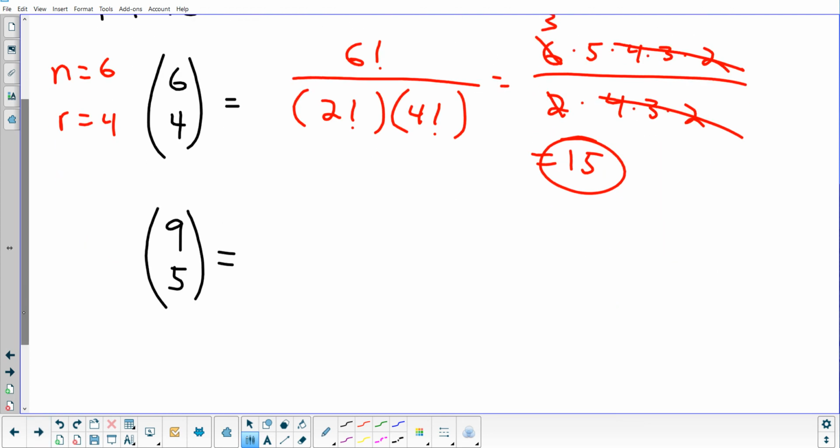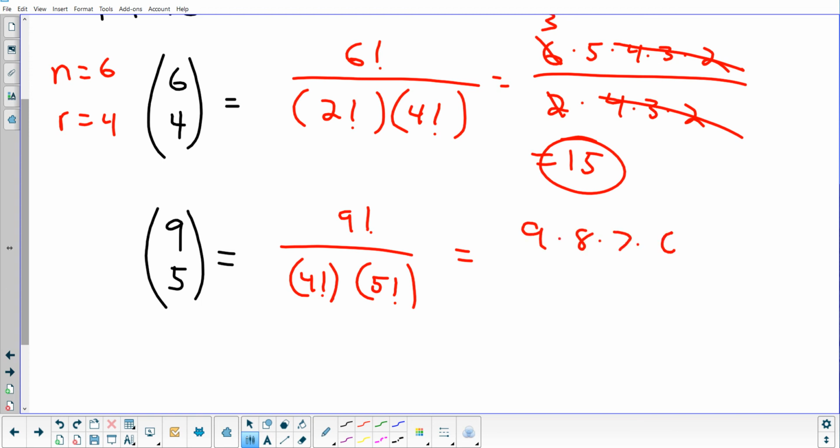Right. Let's try this one. What would go on top? 9 factorial. And in the bottom? 4 factorial. And what goes here? 5 factorial. So if you were to write out the top, everything from what number down is going to be gone? 5. Because you have a 5, 4, 3, 2 in the bottom, and you're going to have a 5, 4, 3, 2 when you write out 9 factorial. So all you have to do is write 9, 8, 7, 6. The 5, 4, 3, 2 is going to cancel with 5 factorial.